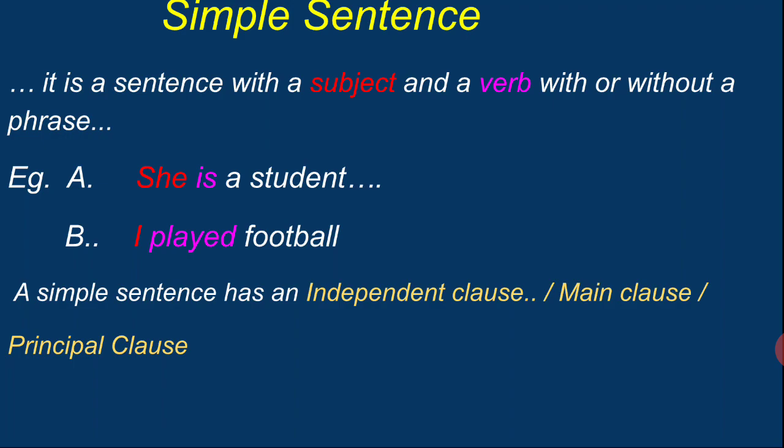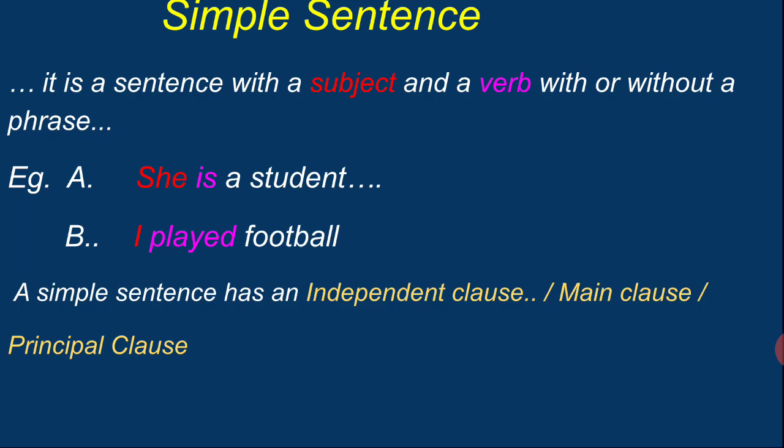I is the subject and played is the verb. So a simple sentence is an independent clause. It has a complete meaning, so it can be called a main clause or a principal clause. Okay, we'll slowly learn. I am just teaching you from the basics.